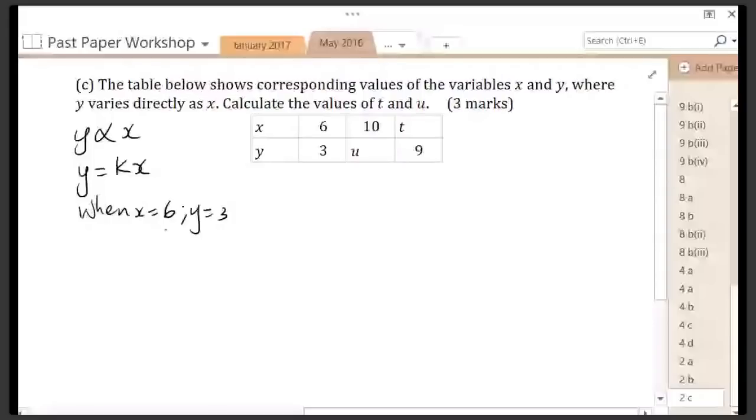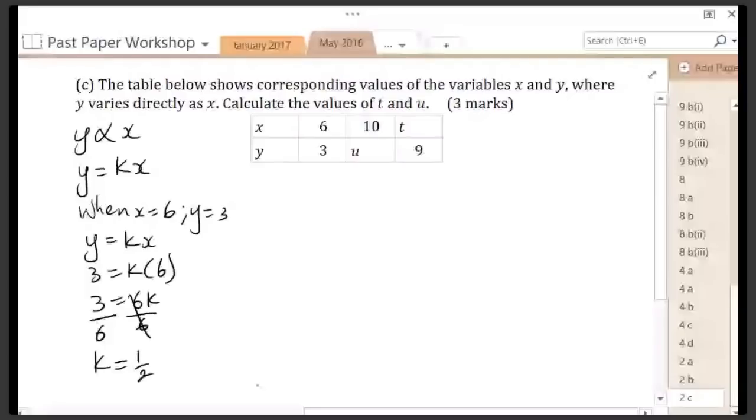So we write y is equal to kx, and I'm going to substitute the values of x and y and solve for k. So y here is 3, and this is k multiplied by 6. 3 is equal to 6k, divided by 6, divided by 6. k here is equal to a half. I understand if it makes your head spin, all right? There are many things to learn in this algebra.